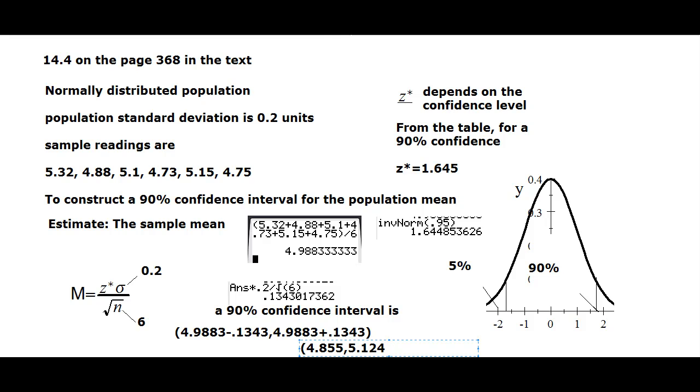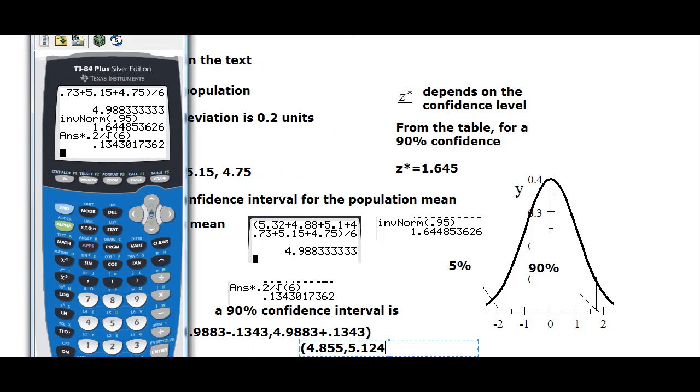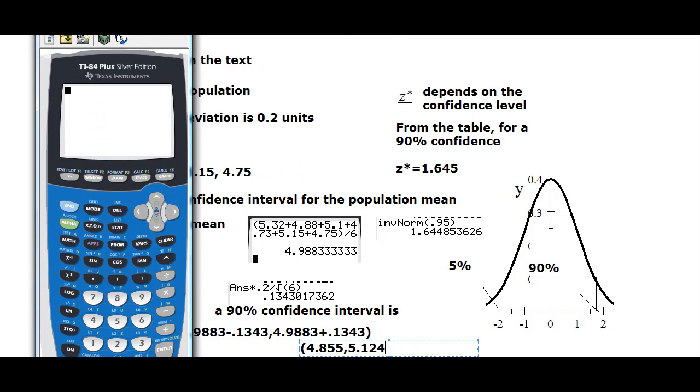Can we do it again? Let's just verify it real quick here. Okay, so it's 4.9883 plus 0.1343, so what we get? 5.1226. Okay, good.